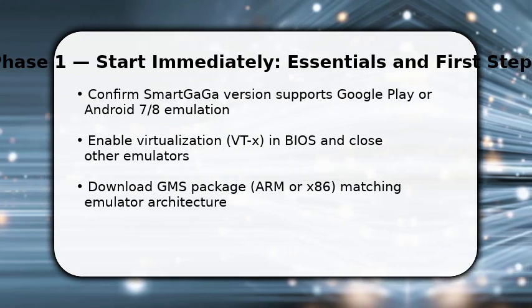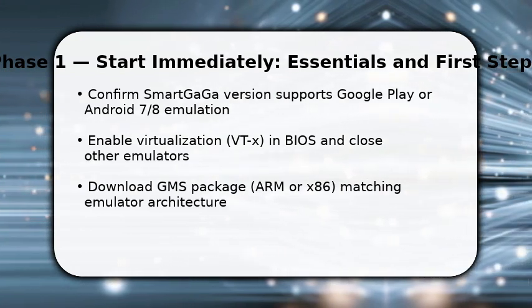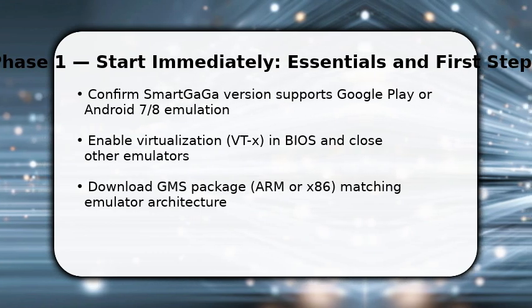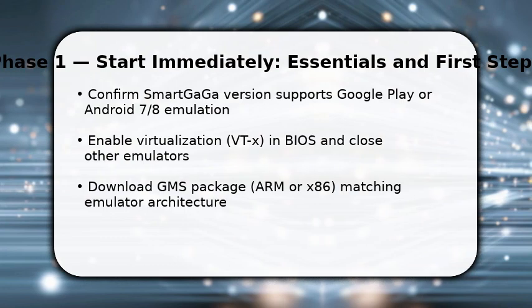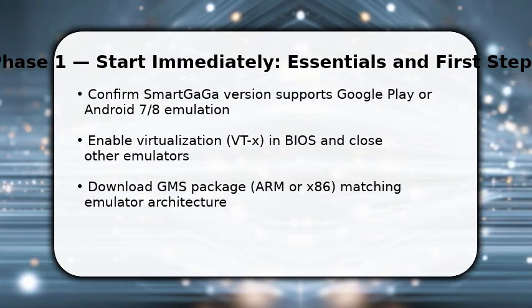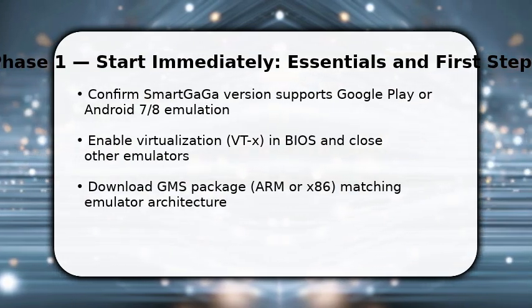Now download the correct GMS package. Pick ARM or x86 to match the emulator. You do this because mismatched binaries fail to install. Getting the right files now saves time and prevents boot errors later.